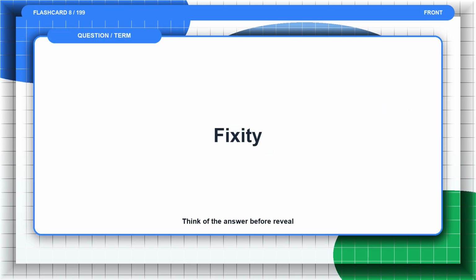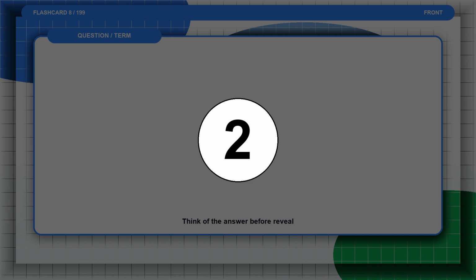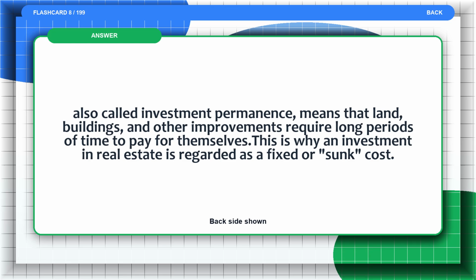Flashcard 8. Fixity. Pause and think of the answer before the reveal. The answer is, also called investment permanence, means that land, buildings, and other improvements require long periods of time to pay for themselves. This is why an investment in real estate is regarded as a fixed or sunk cost.